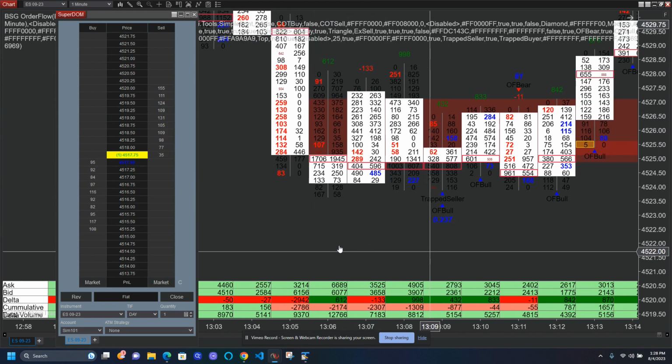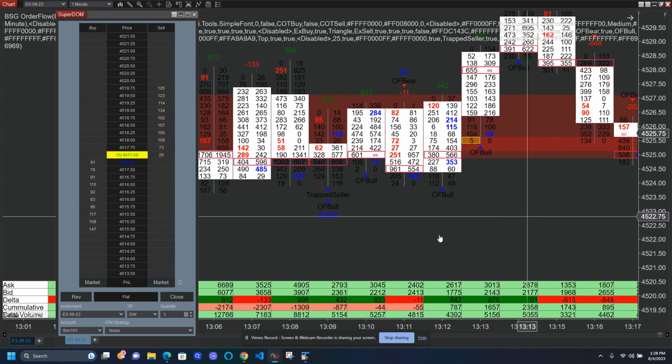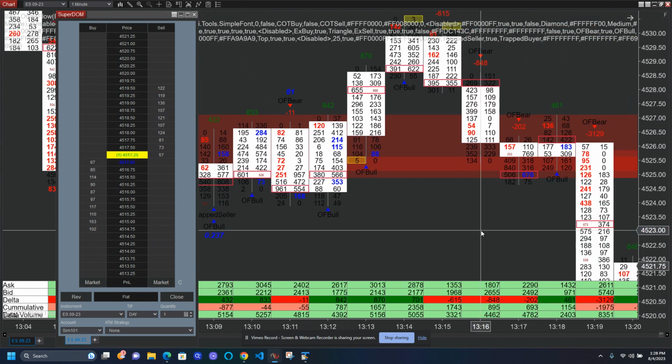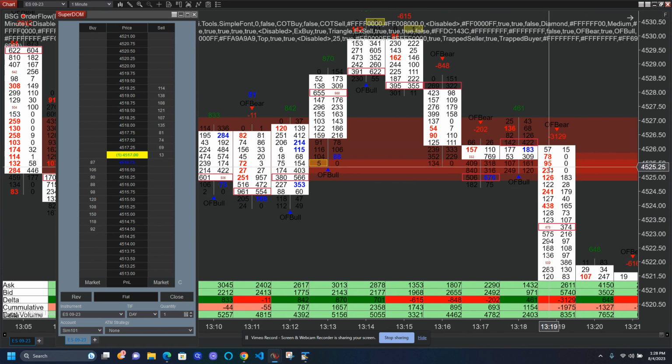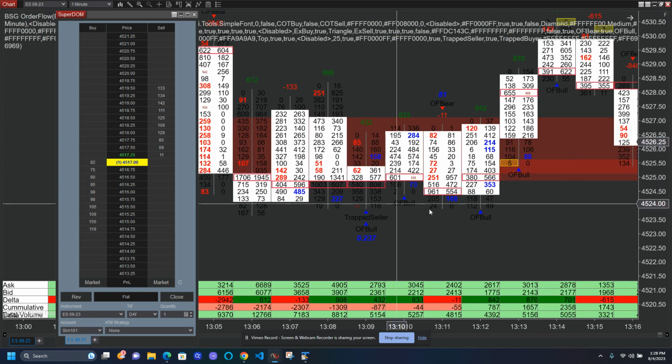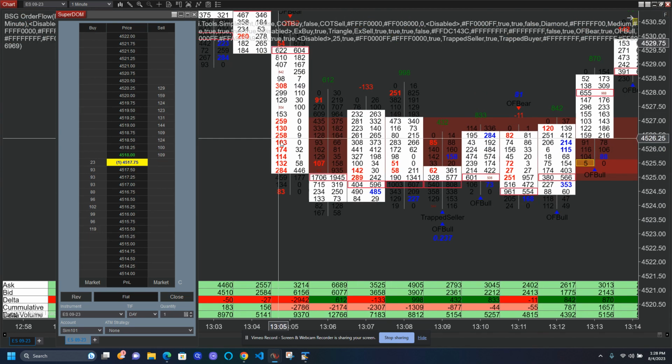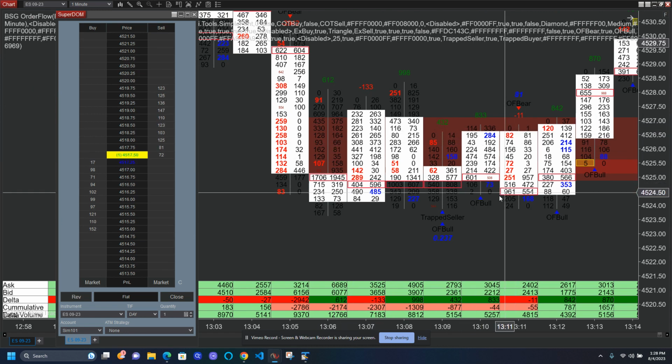Now let's look at one more. There is a huge drop. Let's see what happens here. Okay, right here you can see that they took all the available contracts. Huge selling pressure. After the huge selling pressure, you need to watch out how the market reacted.